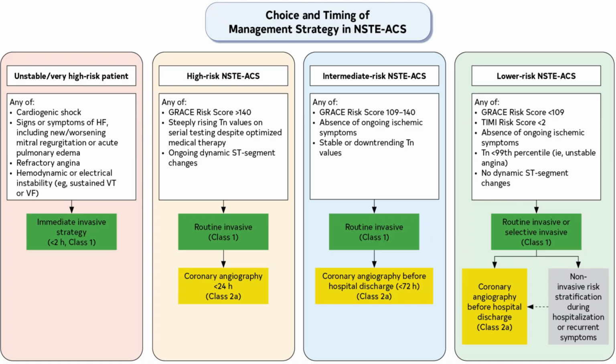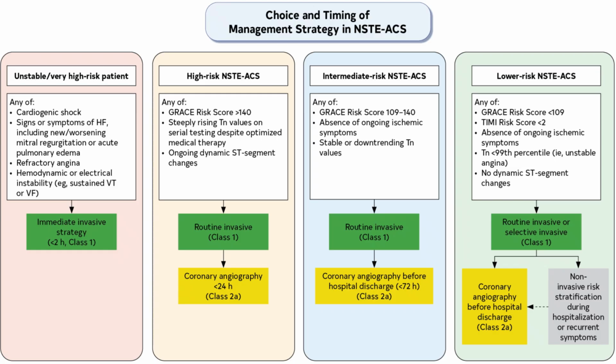Choice and timing of management strategy in non-ST elevation ACS. If the patient is unstable or very high-risk, with any of cardiogenic shock, signs or symptoms of heart failure, refractory angina, hemodynamic or electrical instability, an immediate invasive strategy is recommended. Then high risk non-ST elevation MI, any of: GRACE risk score above 140, steeply rising troponin values on serial tests despite optimized medical therapy, ongoing dynamic ST segment changes. Routine invasive coronary angiography should be done in less than 24 hours. This goes under class 2A.